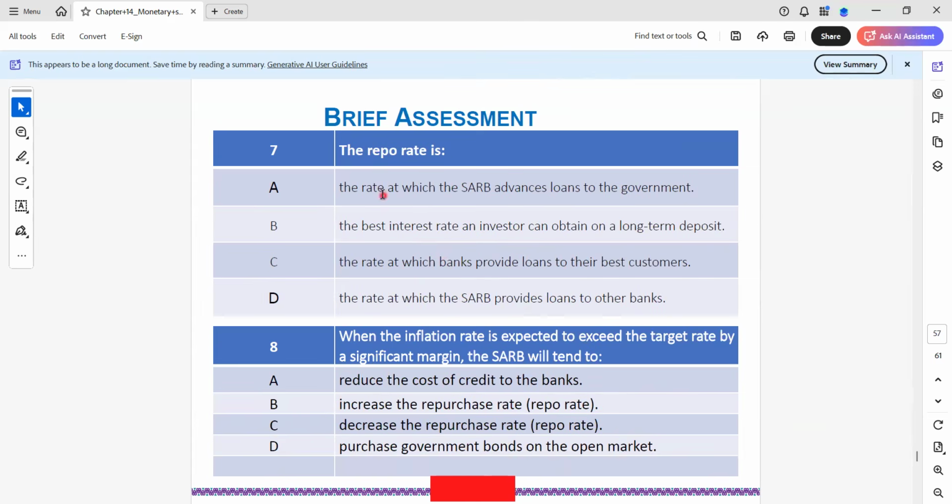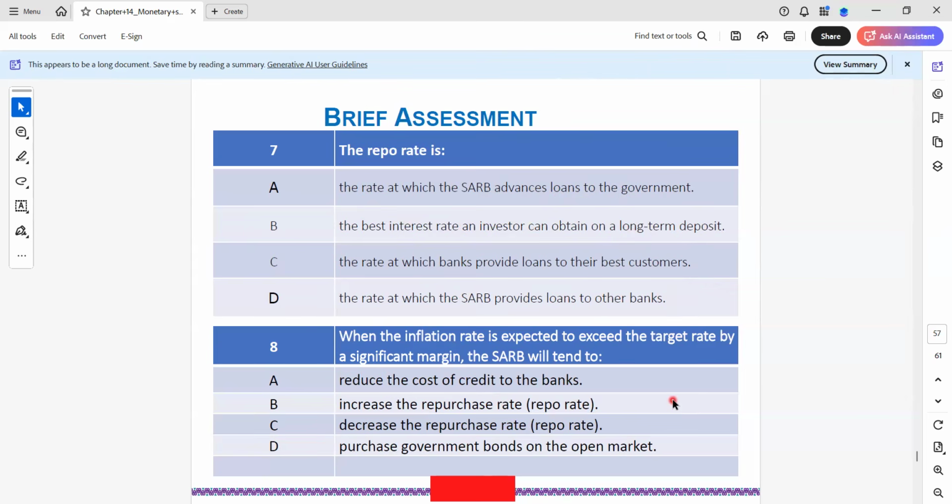The repo rate is, this question is repeated. Let's just look for an answer. The best interest rate investor? No. The rate at which the South African Reserve Bank advances loans to the government? No. The rate at which the South African Reserve Bank provides loans to other banks? Yes. The answer here is D.